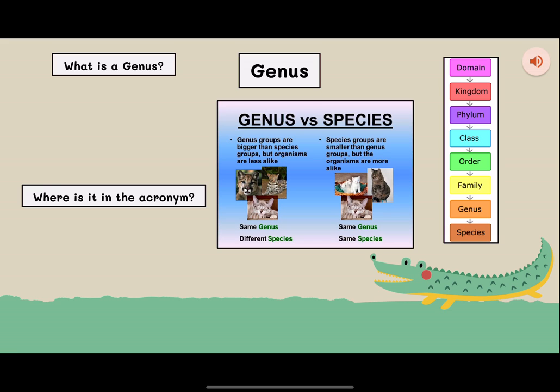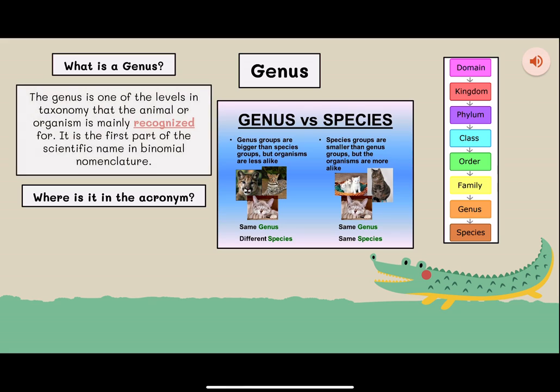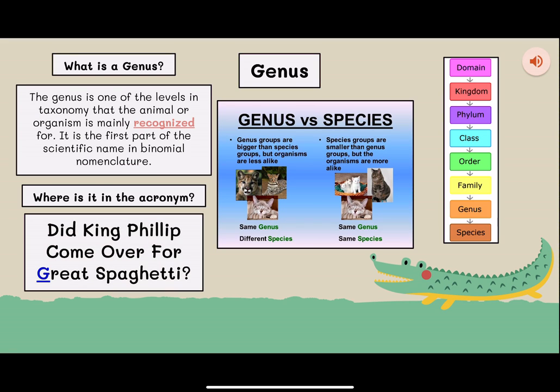The genus. What is a genus? The genus is one of the levels of the taxonomy pyramid that the animal or organism is mainly recognized for. It is the first part of the scientific name in binomial nomenclature. We will talk about binomial nomenclature later in this lesson. Where is it in the acronym? Did King Philip come over for Great Spaghetti? It is the first letter of the seventh word in the acronym because it is the seventh level in the taxonomy pyramid.